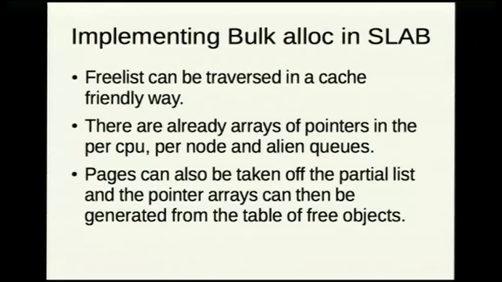So in SLAB, this is easier because SLAB has a table of free objects at the beginning of the SLAB page. It doesn't have the nested list from object to object. And so the free list can be traversed in a cache-friendly way now. And there are already arrays of pointers per CPU, per node, and the alien queues. So you could just do a memcpy to copy the pointer arrays over into the big array and just zap them. So that may be actually more friendly to the approach here.